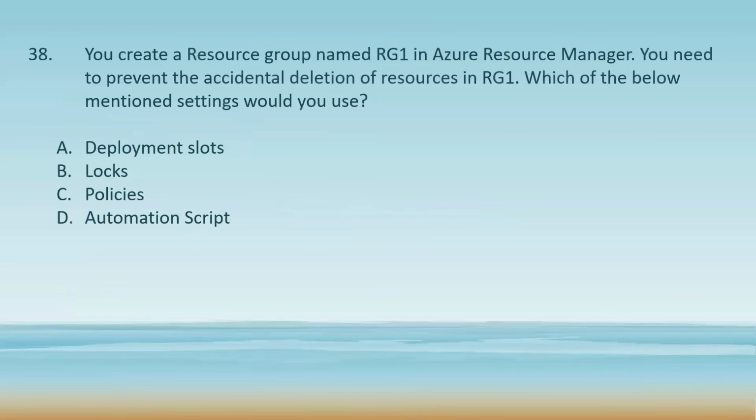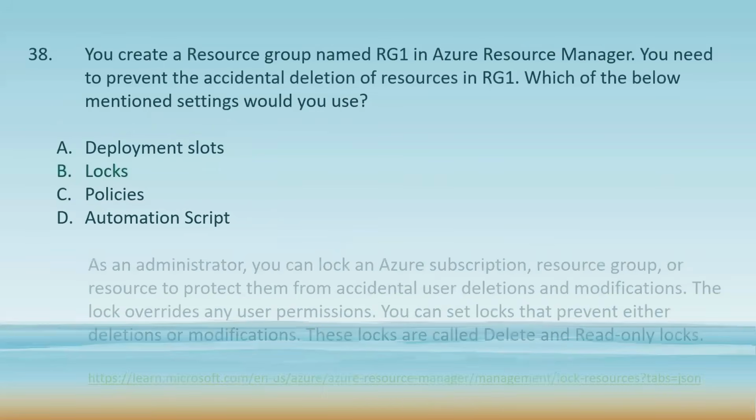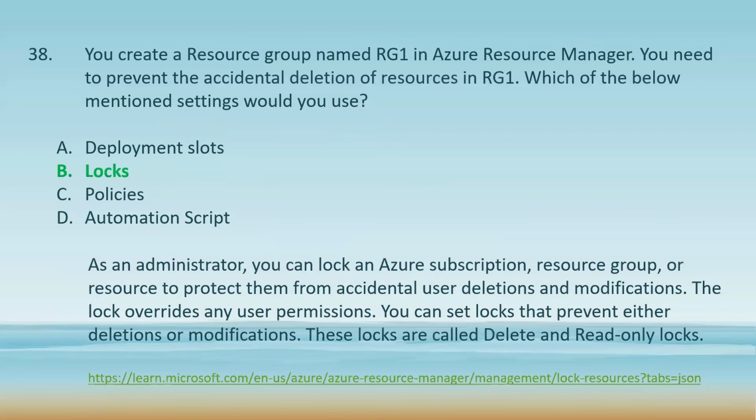Question number 38. You create a resource group named RG1 in Azure Resource Manager. You need to prevent the accidental deletion of resources in RG1. Which of the below mentioned settings would you use? Your options are: A, deployment slots, B, locks, C, policies, D, automation script. The correct answer is option B, locks.